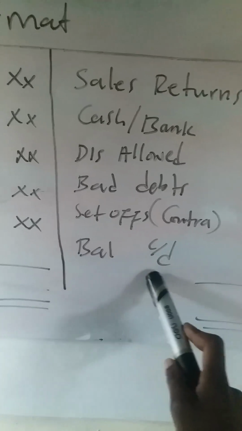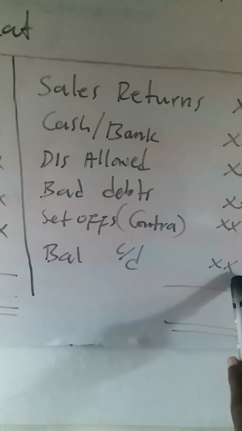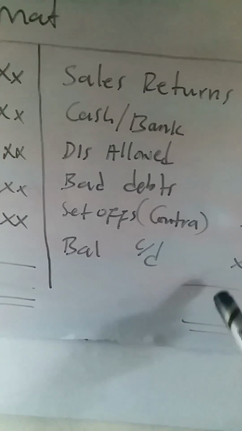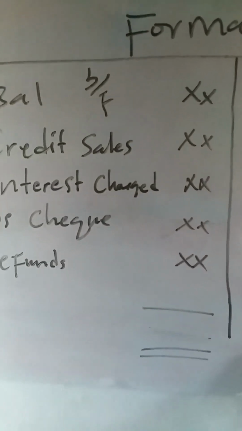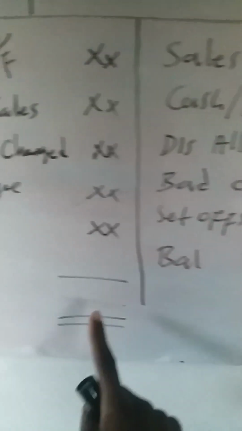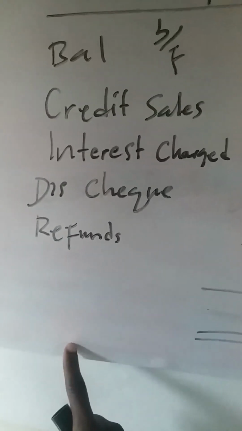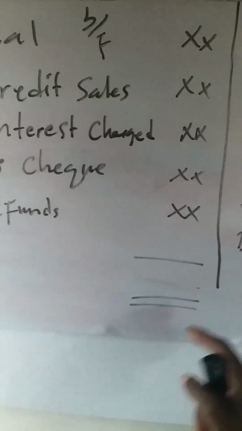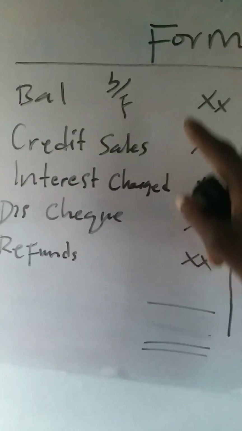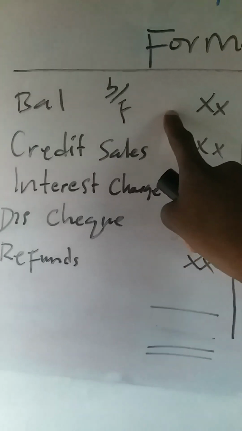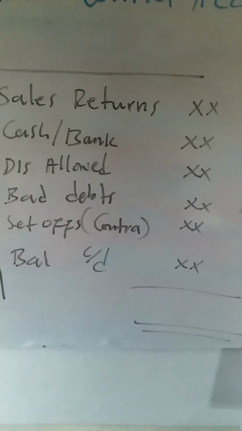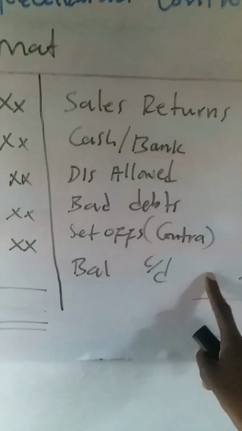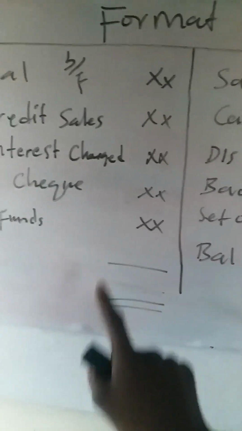Then balance carried down. This is, of course, the balancing figure. The balance brought forward will always be on the debit side. That is the normal balance we expect to have in the receivables control account, because the receivables control account starts from the debit. If it has a balance brought forward on the credit, it means something unusual might have happened, meaning that we are now owing customers, instead of customers owing us.